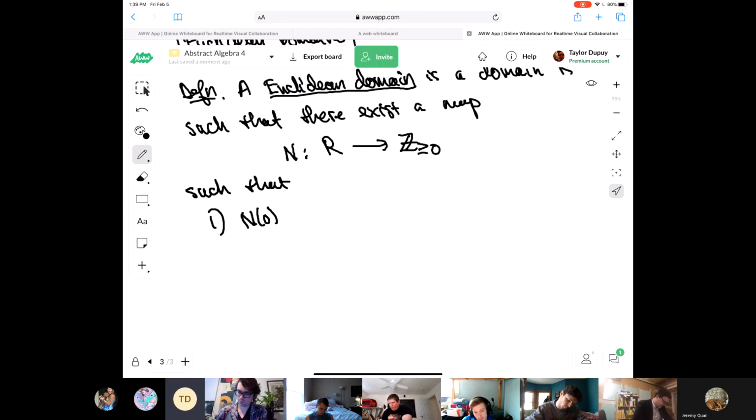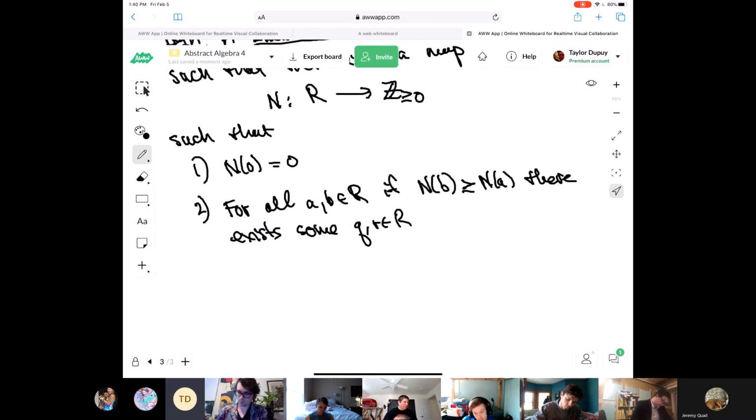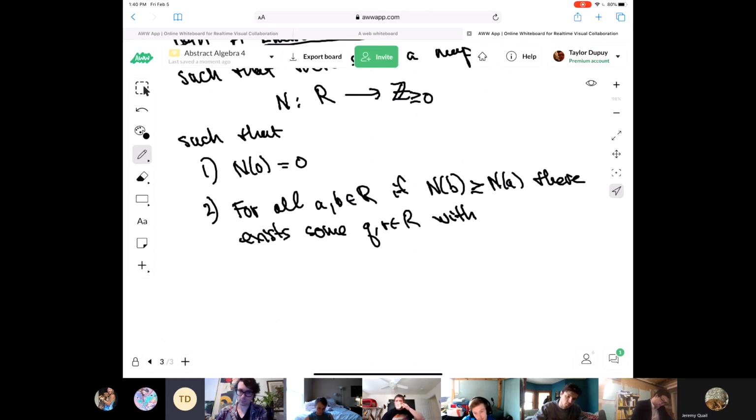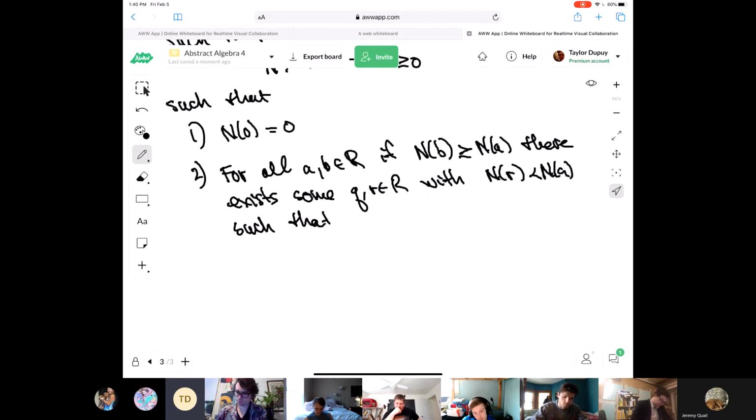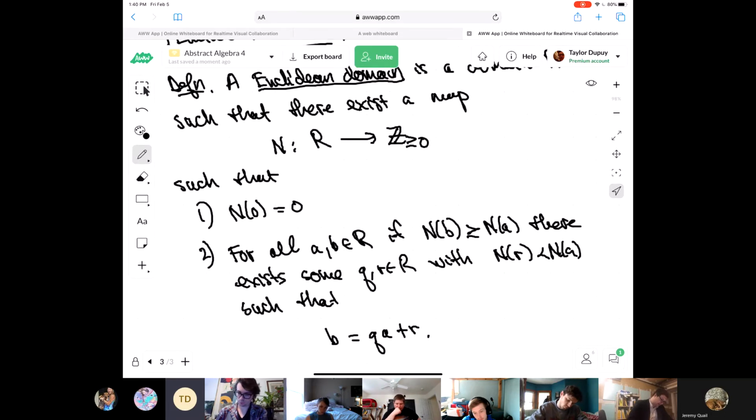One, N of 0 is 0. Two, for all A and B in the ring, if the Euclidean norm of B is bigger than the Euclidean norm of A, there exist two elements Q and R in the ring, with the norm of R strictly less than the norm of A, such that we can do the division with remainder: B is equal to QA plus R. Okay, so this is what a Euclidean domain is.